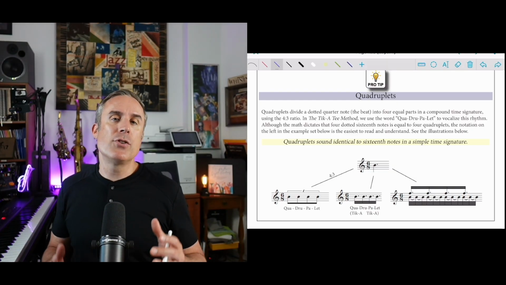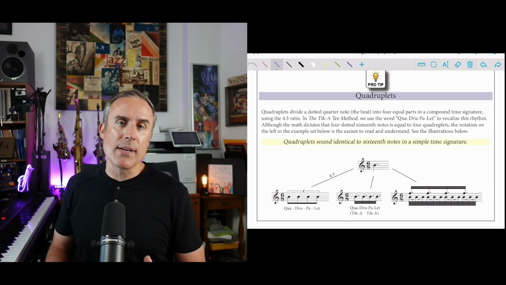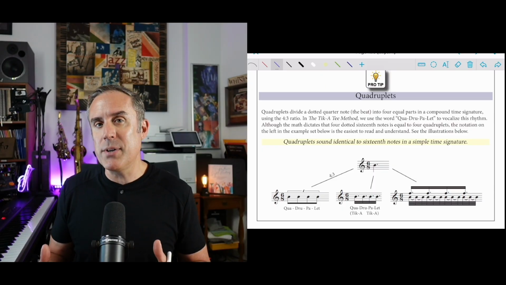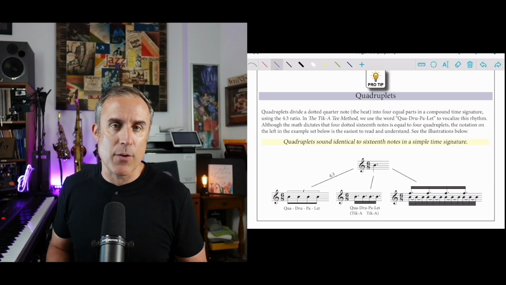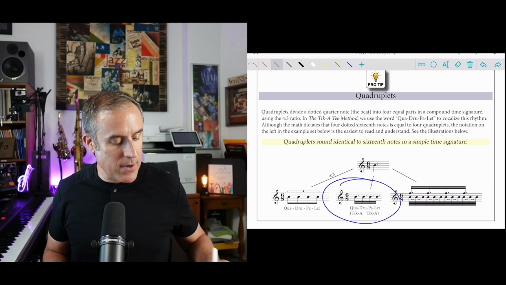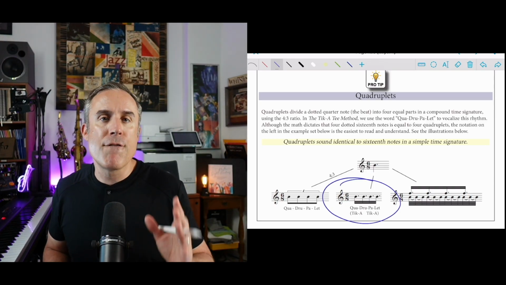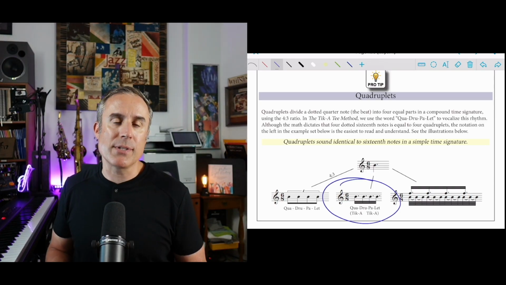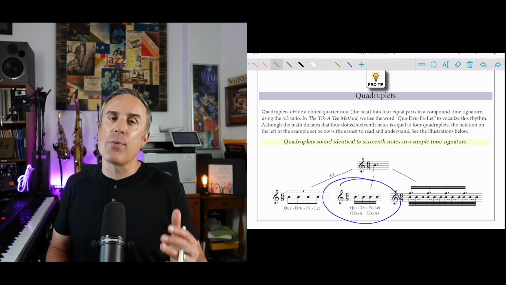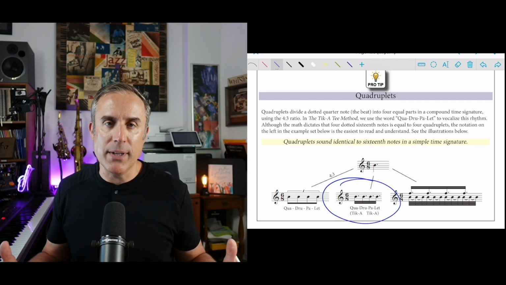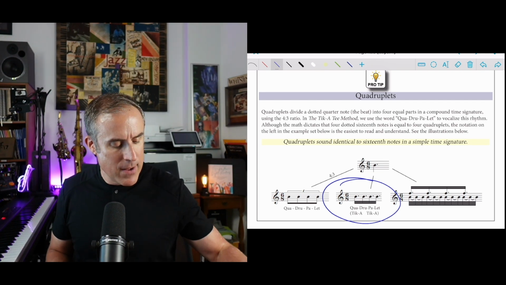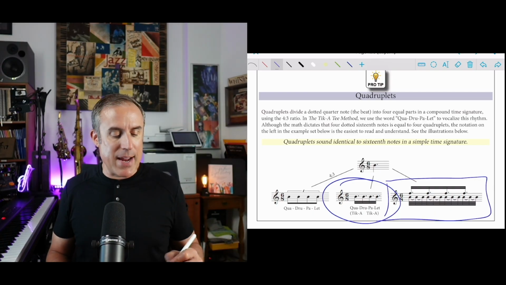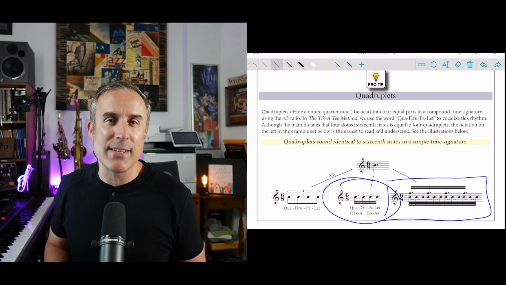Now, I'm not going to get too deep into the math of quadruplets, but they could be notated another way in 6/8, for example. Check out this center example right here. 4 dotted 16th notes is equivalent to that 4:3 ratio of quadruplets. How does that work out mathematically? Well, if you look at this example to the right-hand side, that's 1 beat in 6/8.